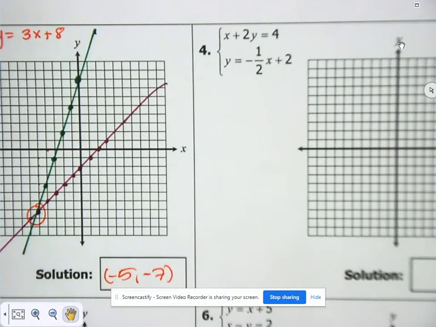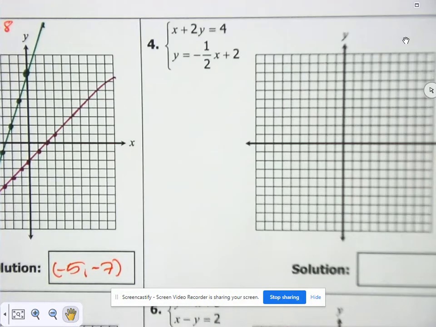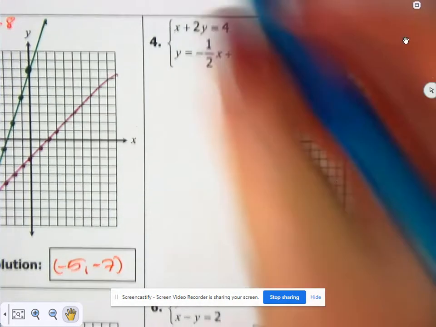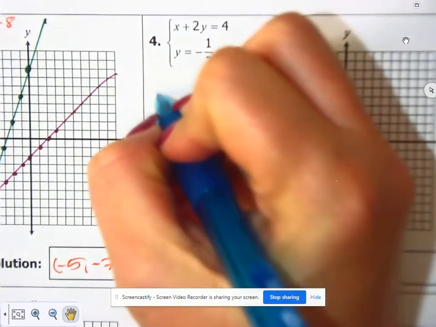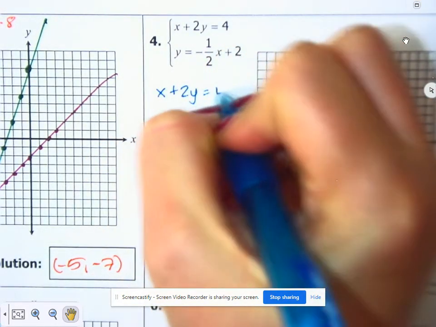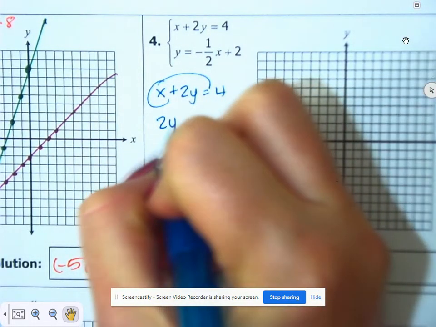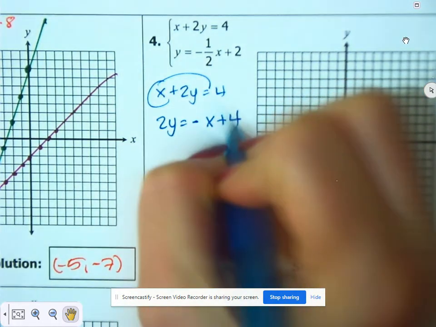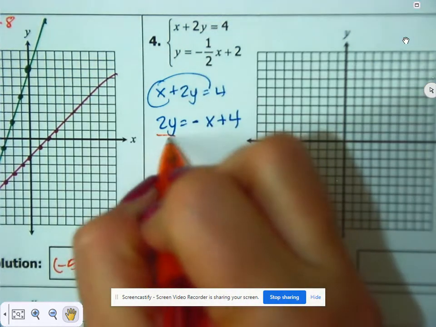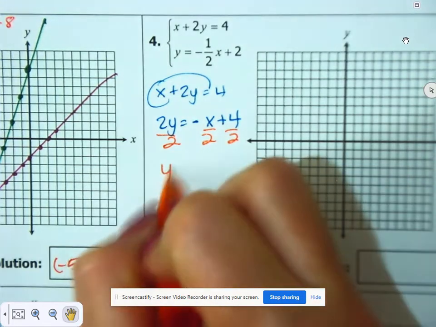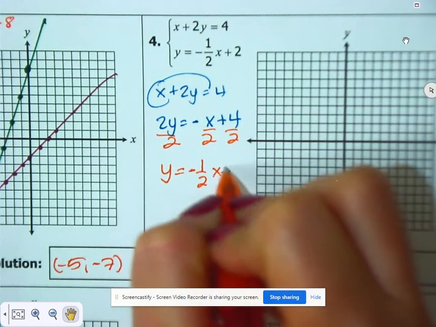Okay, for number 4, top one is not in slope-intercept form, but the bottom one is, so I'm going to rearrange the top one. Let me work it out down here. I need to move my x, which makes it become negative. Then I'm going to divide everything by 2, which gives me y equals -1/2 x plus 2.